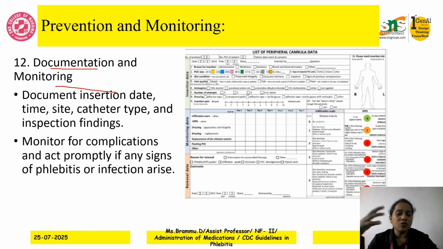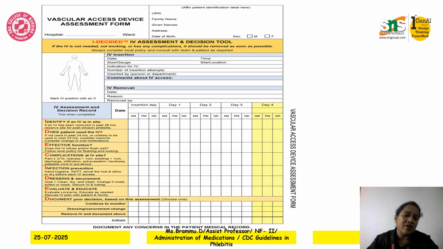Next, I have a small model on how they maintain the cannula. So this is a vascular access device form which I have downloaded from the net. Here they have the patient unique identifier number. In some of the hospitals, the family name, that is the surname, then the exact patient name, the address, the date of birth, and what sex they belong to, whether male or female.